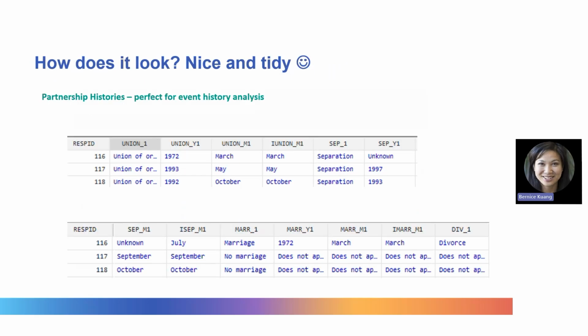So let's see what the Harmonized Histories data set looks like. And you can see that it's set up in a much more tidy way that is ready to go for event history analysis. So it's meant to be very user friendly. So first it asks, have you had a first partnership? Is there a union or partnership of order 1? Did that partnership separate? Did it ever marry? Did it ever convert to becoming a marriage? Did it ever divorce?